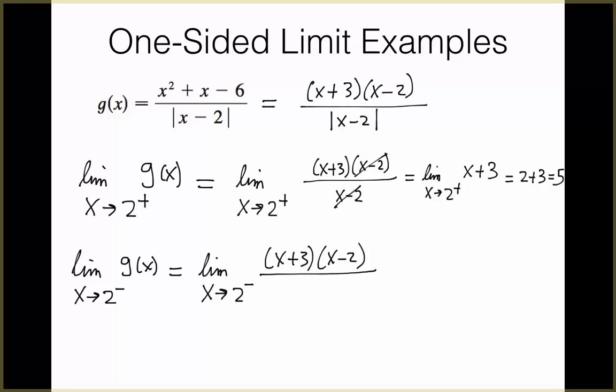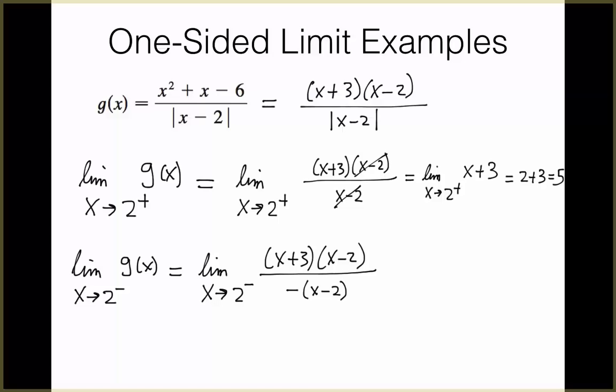So in the expression for g of x, I'm going to leave the numerator factored as x plus 3 times x minus 2. But now, instead of absolute value of x minus 2, we said that x minus 2 is negative, so the absolute value of x minus 2 can be written as the negative or opposite of the quantity x minus 2. So when x is slightly less than 2, x minus 2 is negative, so I take the opposite or the negative of the quantity x minus 2.